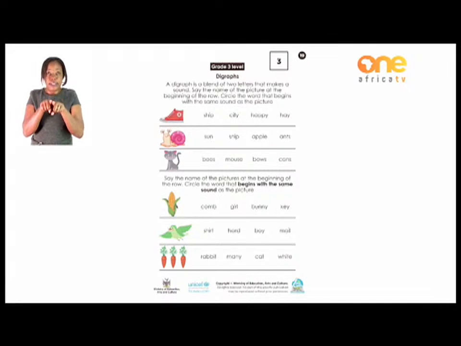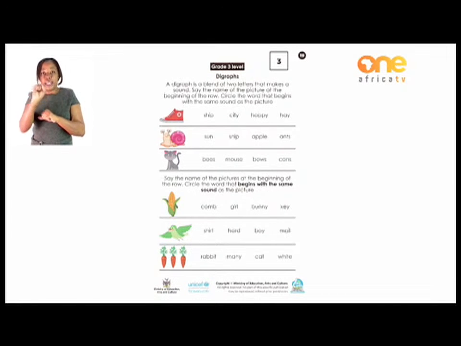So now we have the digraphs which are here, but to get the sound and the correct answer, we have to check the picture which is given to us. Then we will know what sound is represented by the picture. Okay, you say the name of the picture at the beginning of the row first. After you have done that, then you have to circle the word that begins with the same sound as the picture. The first picture, what is that picture? That is a shoe. What sound does the shoe give us? The 2 letters that come together, and when they come together, which sound do they give us? They give us a sh.